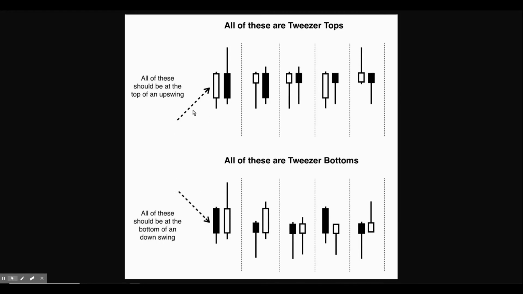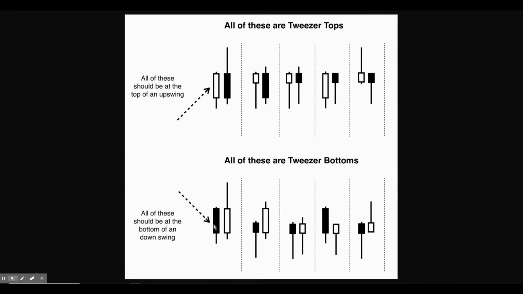And really what you're looking for is, if it's in an upswing, you're looking for a green candle followed by a red candle where both the tops of the bodies are the same. So across these can be basically all the same. The big difference is you need a green followed by a red, and then the tops of the bodies have to be the same. So it doesn't matter about the wicks, doesn't matter about the bottoms. All that matters is you have a green and then a red, and the tops are the same.